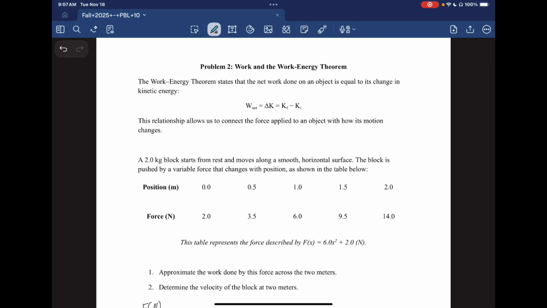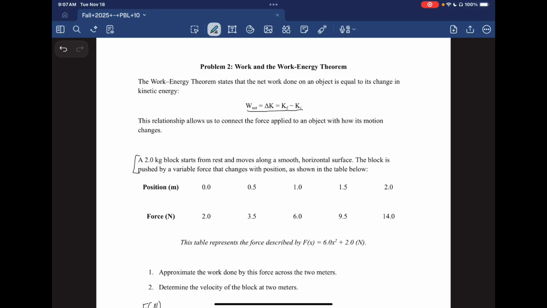Now we're going to introduce a concept called the work energy theorem, which states that the net work done on an object is equal to its change in kinetic energy. So the net work is the final kinetic energy minus the initial kinetic energy. This allows us to connect force applied to an object with how its motion changes.